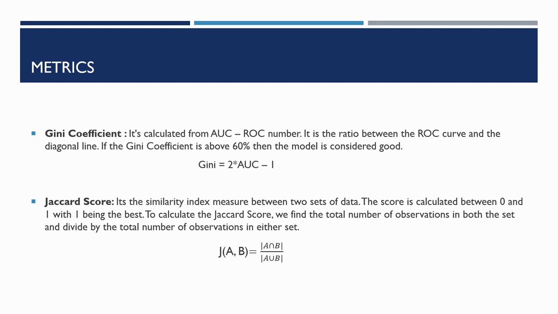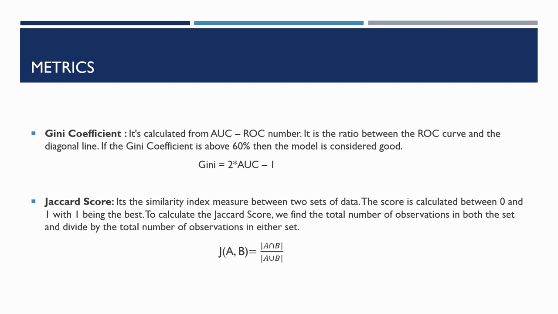And the next metrics are the Gini coefficient and the Jaccard score. We may not use these two frequently, but they are also effective while building ML models. The Gini coefficient can be calculated from the AUC-ROC number. It is a ratio between the ROC curve and the diagonal line. If the Gini coefficient is above 60%, then the model is considered good.